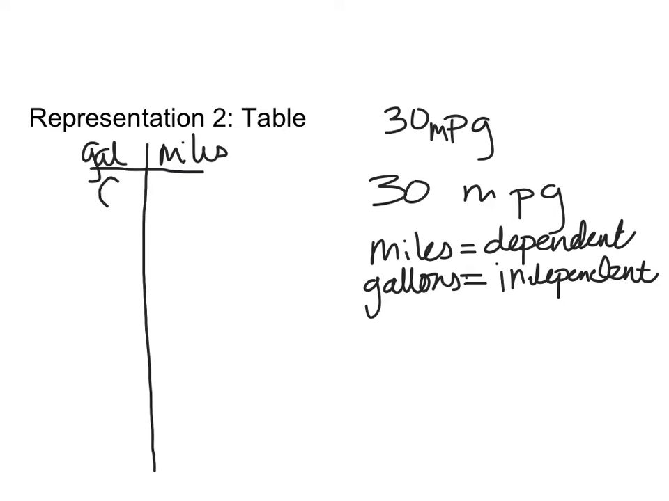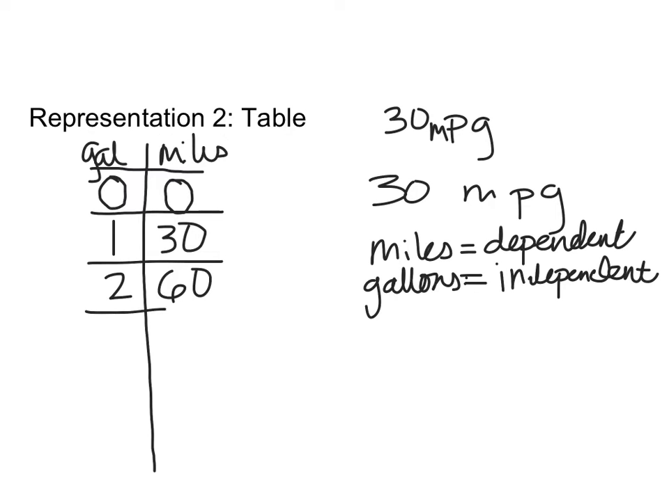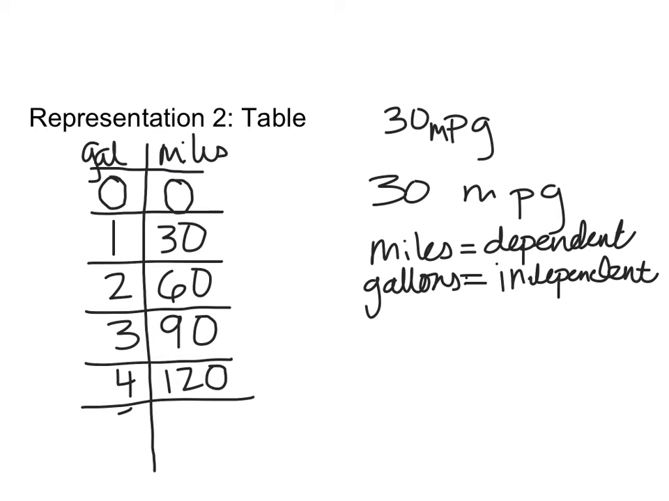So we know if we have 0 gallons, then we can drive 0 miles. If we have 1 gallon, then we could drive 30. If we have 2 gallons, we can drive 60. If we have 3 gallons, we can drive 90. And if we have 4 gallons, then we can drive 120 miles. And if we have 5 gallons, we can drive 150. This is that second representation, a table, which should be pretty familiar. Make sure that you've titled the columns of your table as gallons and miles.